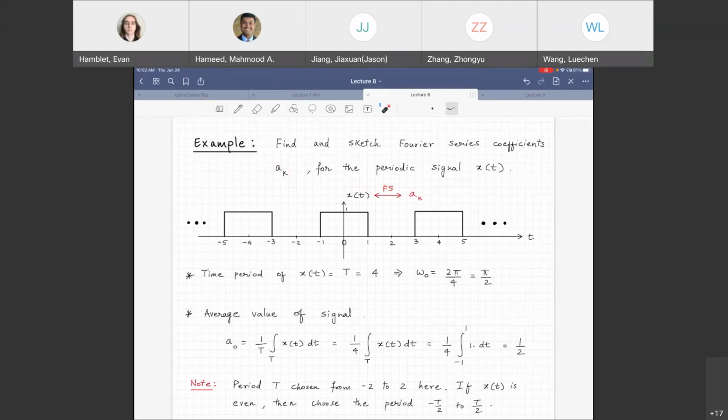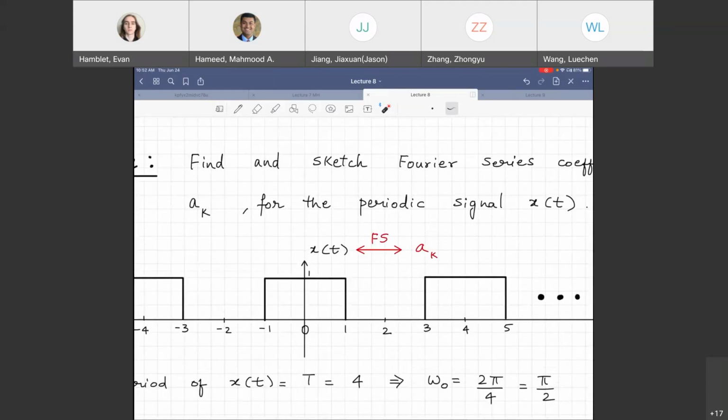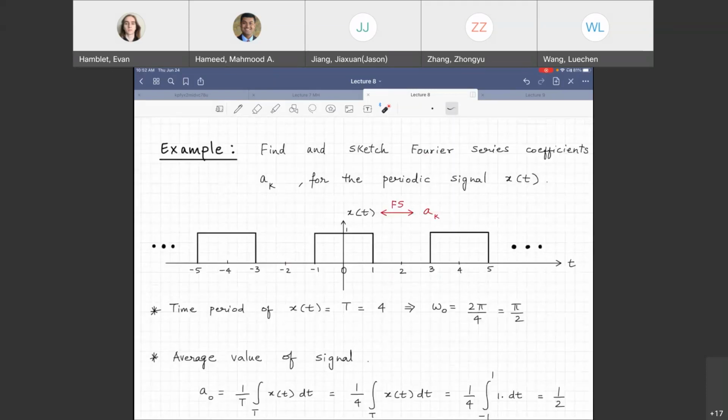So what is the time period of this periodic signal? Anyone? I should have asked without showing you the answer. Four, right? Four time units is the time period of this signal. How do you know that? The center here is zero, the center here is four. So after 4 seconds, it is repeating, right? Or you could say this edge is negative one, this edge is three. After 4 seconds, it is repeating. So the time period is four.